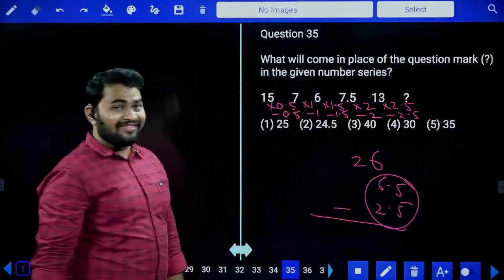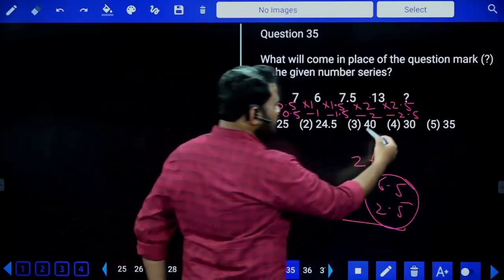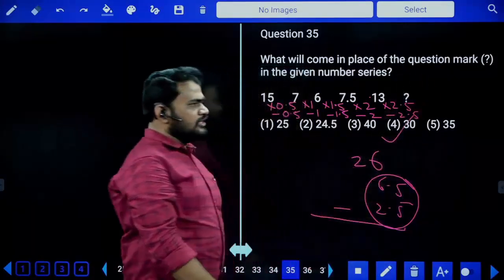26 plus 4 will be 30. 30 is there in option number 4.